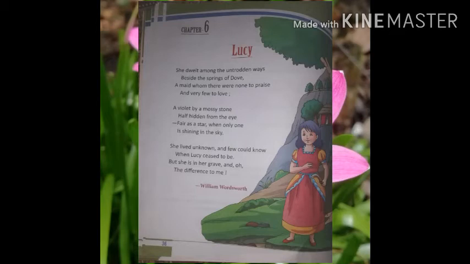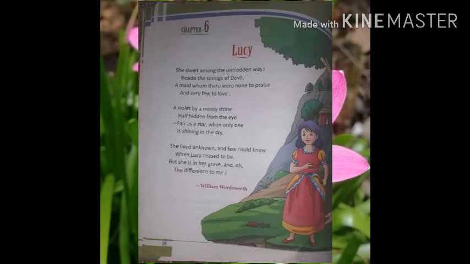Okay, now come to the second stanza. A violet by a mossy stone. Violet is a flower, violet color, a blue color flower you have seen. Beside the mossy stone, a stone with green moss over it, covered with moss. That type of stone is called a mossy stone. A violet flower has bloomed at the side of the mossy stone, half hidden from the eyes. We can see the flower only a little bit. Here the flower is compared with Lucy, a girl whom very few people knew.